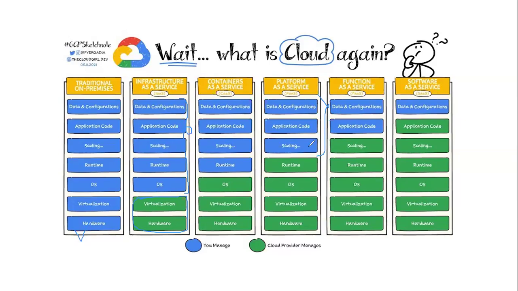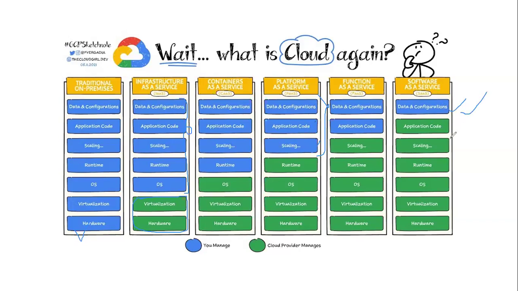you need to again take care of the scaling part. That means, if an application's demand grows, how does it scale? How much am I prepared to pay for the scaling, and then data and configurations. Then comes software as a service. You don't even need to worry about the underlying code.